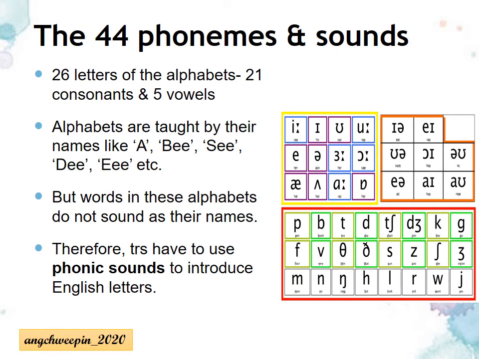In the English language, there are 26 letters of the alphabet, 21 being consonants and the rest are 5 vowels. These alphabets are taught by their names like A, B, C, D, and so on and so forth. But the words containing these alphabets do not sound as their names. The learners are often confused, and to avoid these confusions, teachers have to start using phonic sounds to introduce English letters.